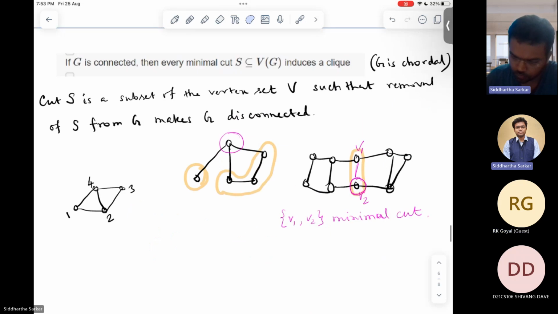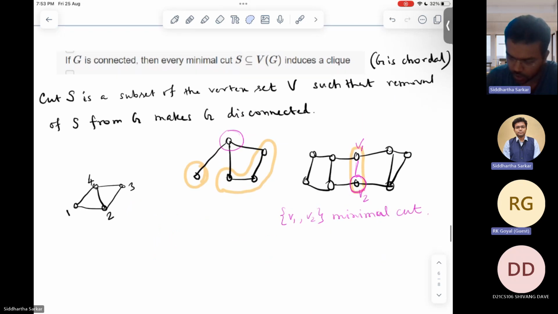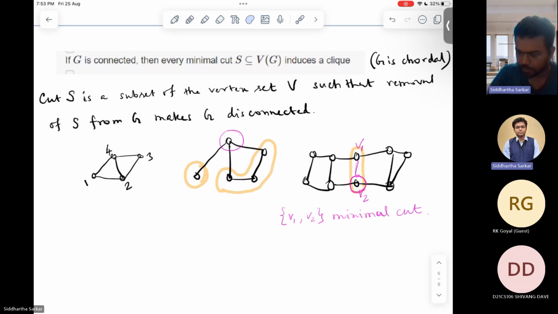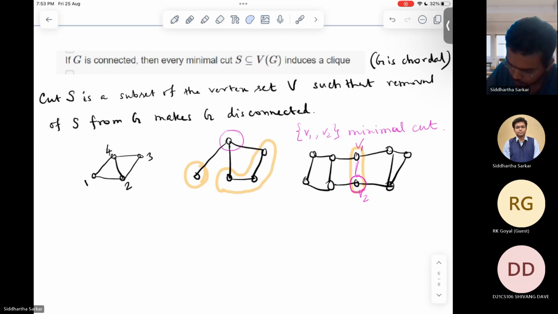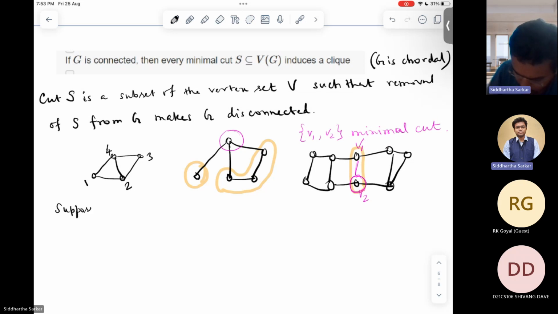So we want to prove that this is true. We'll go by contradiction, our favorite tool. You can see the question as well as the empty space below. So suppose, for the sake of contradiction, that S, which is a subset of the vertex set, is a minimal cut, but it's not a clique. S does not induce a clique.